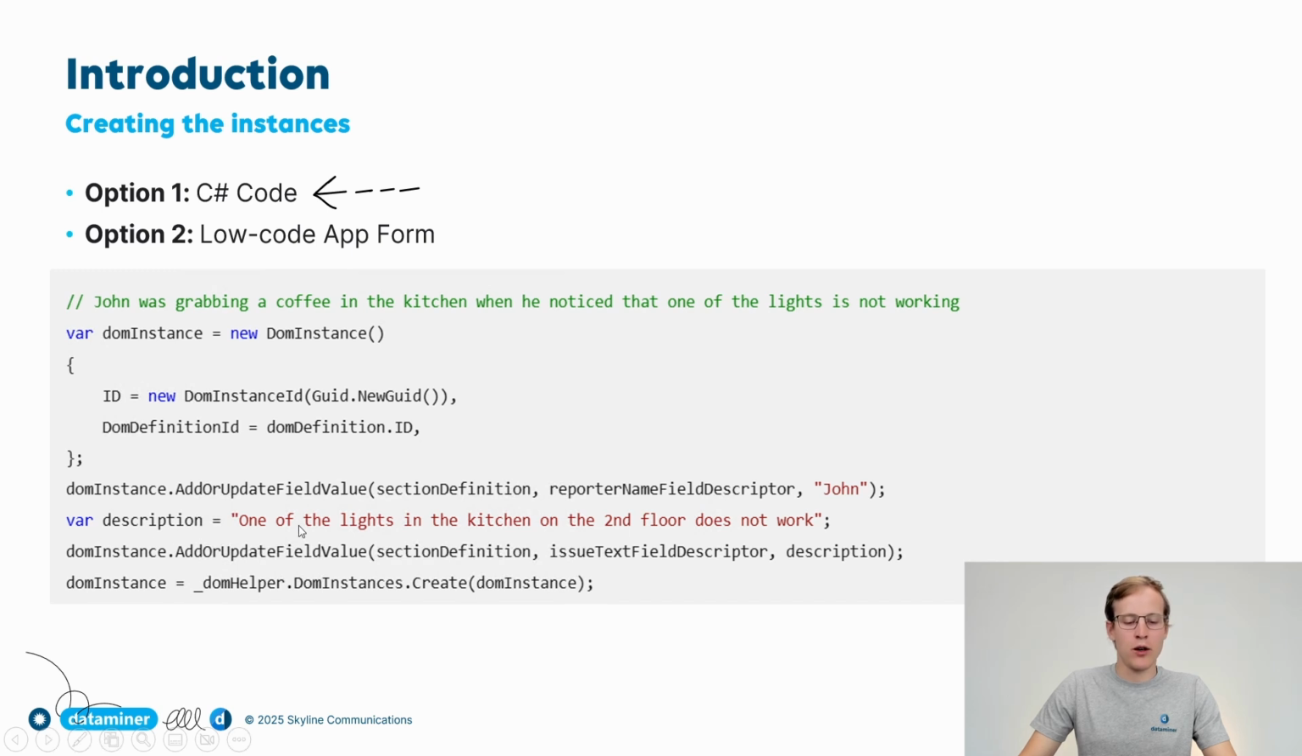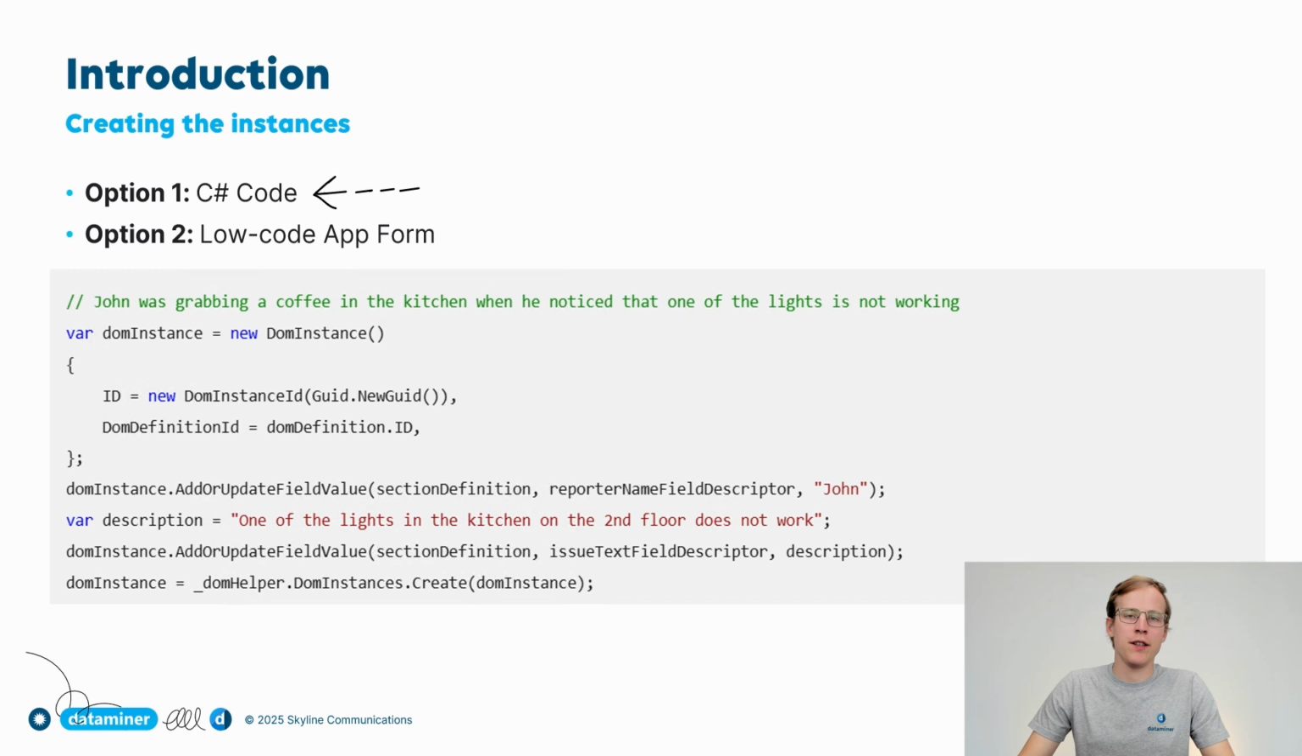So we have a description here: one of the lights in the kitchen on the second floor does not work. And that value we assign to the field descriptor that represents the issue text. So you can see that we define the section definition, the field descriptor, and then the description itself. Here we have the full section definition and field descriptor objects, but you can actually also just define the IDs of those. So it's definitely not needed to have the full object here.